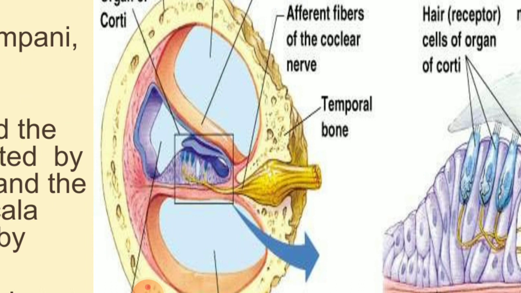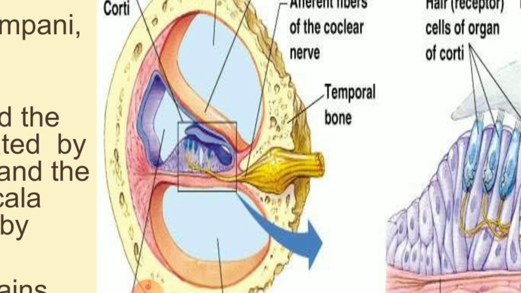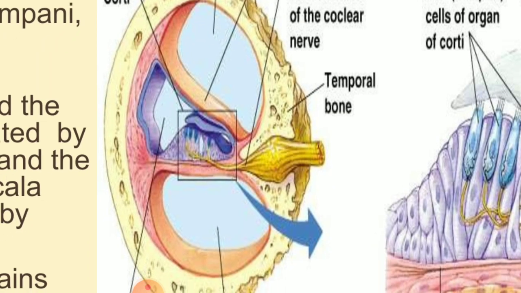In between scala vestibuli and scala media there is Reissner's membrane. Between scala tympani and scala media there is the basilar membrane, upon which the organ of Corti is actually situated. Now this is the structure or cross section of cochlea. Now let us have a look at the cellular disposition of the organ of Corti itself.